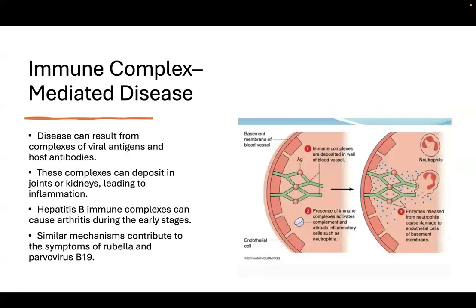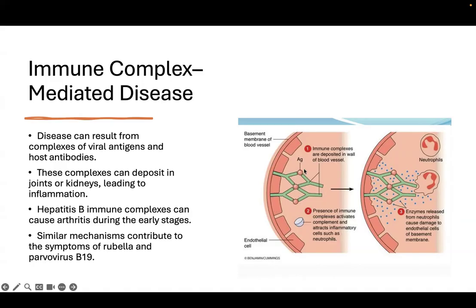Another thing that can happen, as we know, is type 3 hypersensitivity, so immune complex-mediated diseases. What happens is you have a virus, an antigen, that is bound by an antibody. You create an immune complex, made of antibodies and the virus that they are attached to. These complexes attach to basement membranes in blood vessels, but they can also bind everywhere: your liver, your spleen, your kidneys.